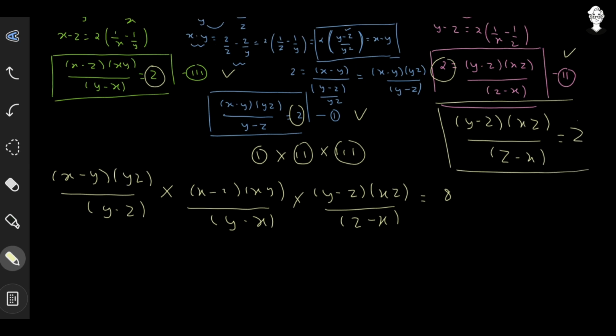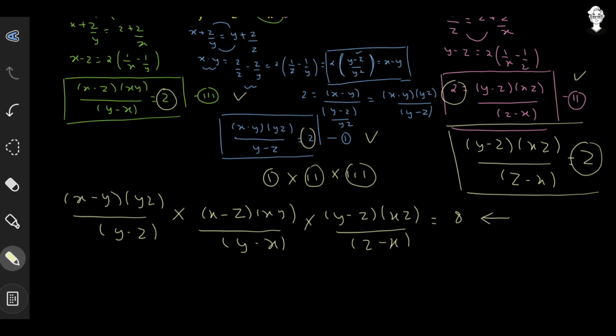Now everything should be clear. All these three equations have 2 in their right hand side. So all this right hand side multiplied together gives us 8, and on the left hand side we have these variables' values that we have multiplied over here. Now carefully observe this particular equation that we have obtained by multiplying these three above equations.